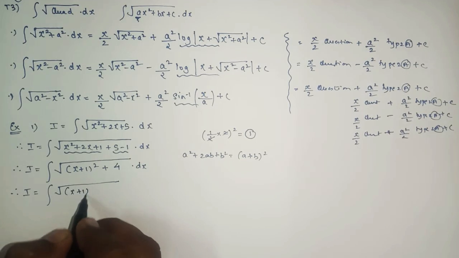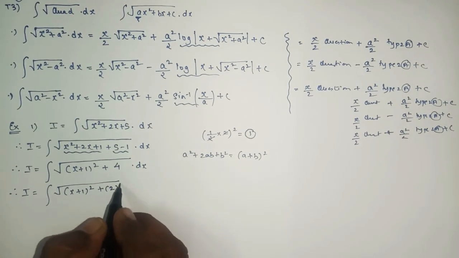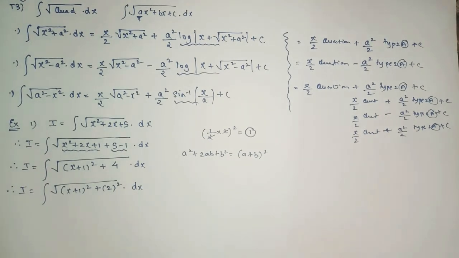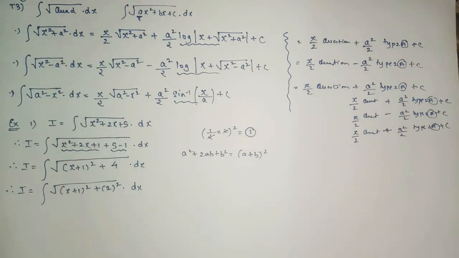this will keep as it is, and this 4 can be written as 2 the whole square, as we know that we have to convert both the sections into whole squares because we have to compare with the formula, yes or no? I hope you all understood the three steps. Okay, now we have to compare the step with the formula and apply the suitable formula.